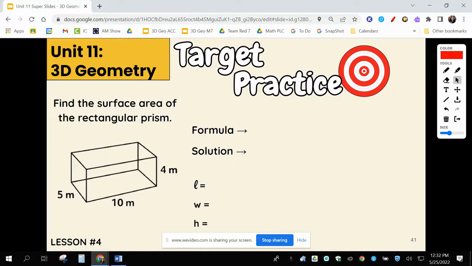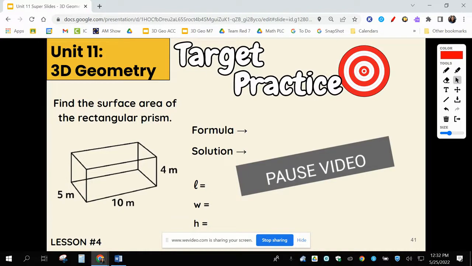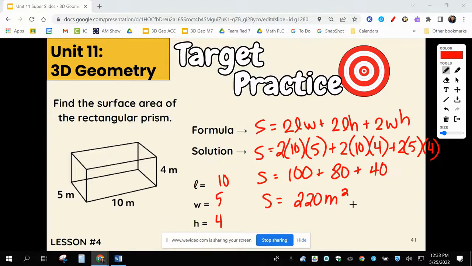Okay, I'm going to have you guys pause the video here. Everyone, please try the target practice. And then you can unpause it to see my solution. Okay, here's my solution. I had 220 meters squared. 220 meters squared.